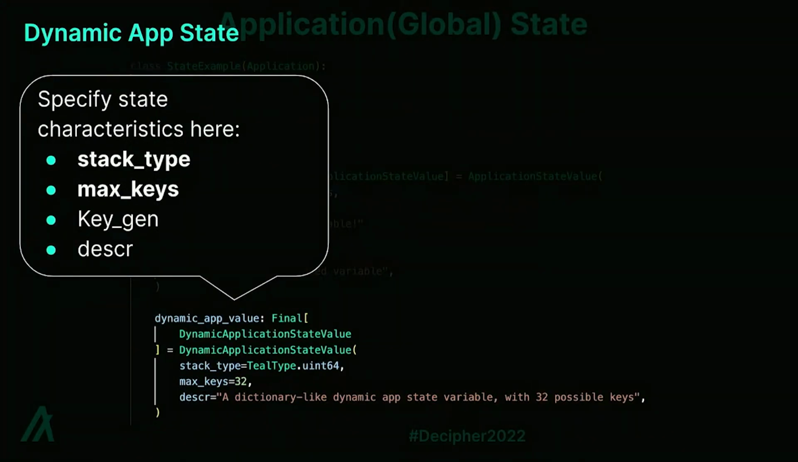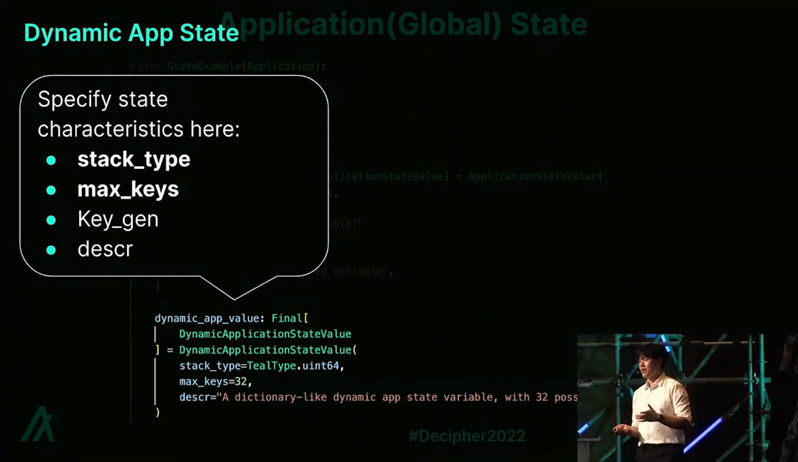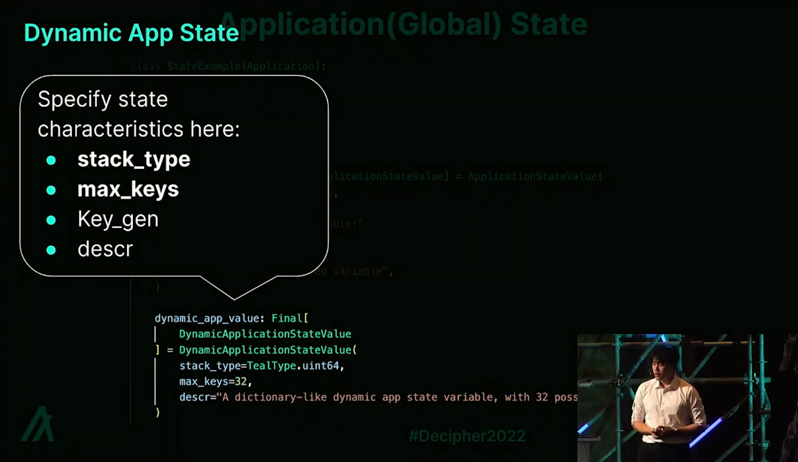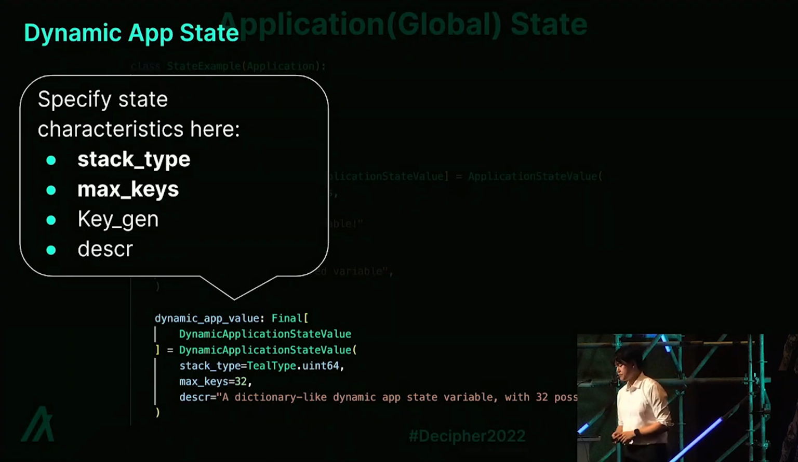The second type of application state is a dynamic application state. A dynamic application state is like a dictionary type state where it has multiple key value pairs stored in it. This will have 4 characteristics that you can define: stack type, max keys, key generator, and description. Here, I just want to point out what max keys is. The code here is set equal to 32. That means this dynamic app state can only have 32 key value pairs.